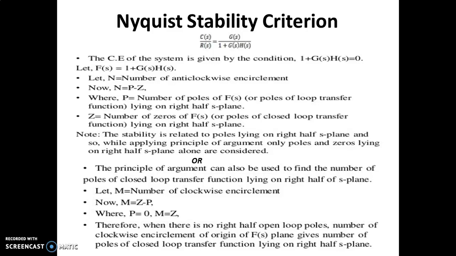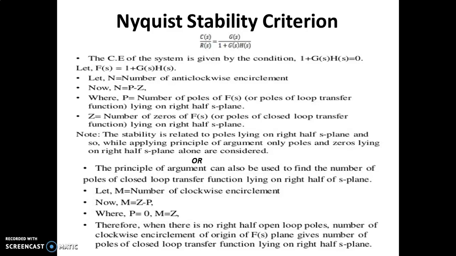Or in a different way, the principle of argument can also be used to find the number of poles of the closed loop transfer function lying in the right half of the s plane. Here, if we take m as the number of encirclements, this is the clockwise encirclement. Previously n was anti-clockwise, and this one is clockwise. Mathematically, m is equal to z minus p, where p equal to 0. Suppose the number of poles in the right half of the s plane is 0, then m equal to z.